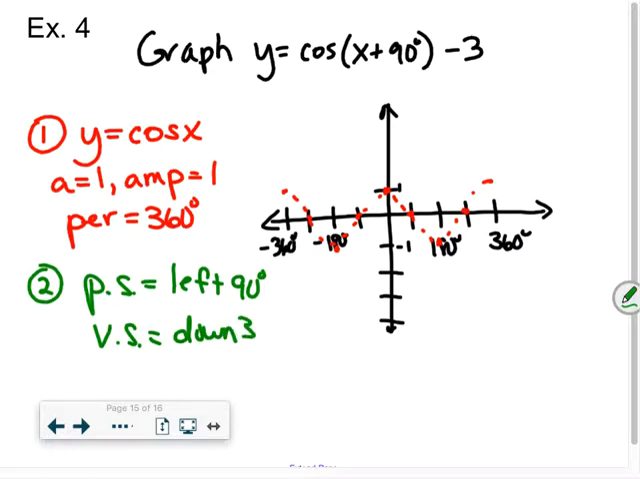So, according to my ticks, Olivia, how many ticks am I going to move if it's left 90? One tick, okay? Like when we did 30 degrees, we moved a third of a tick. When I had 60 degrees, it was two-thirds of a tick. On this graph, 90 degrees is one full tick. So I'm going to take each point and go left a tick and down 3. Left a tick, down 3.